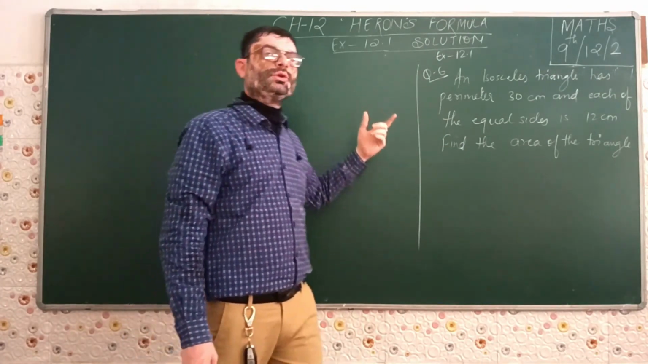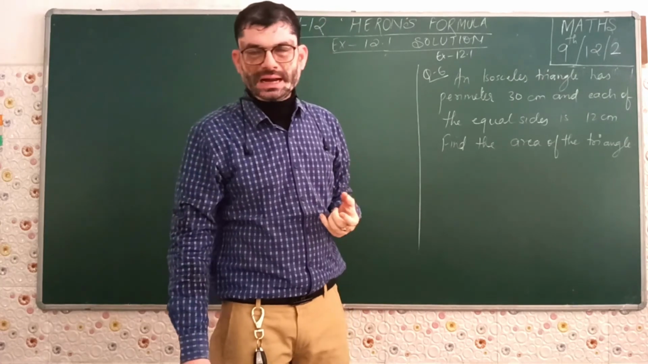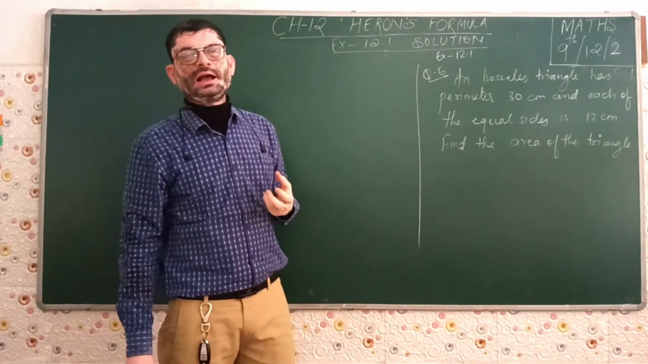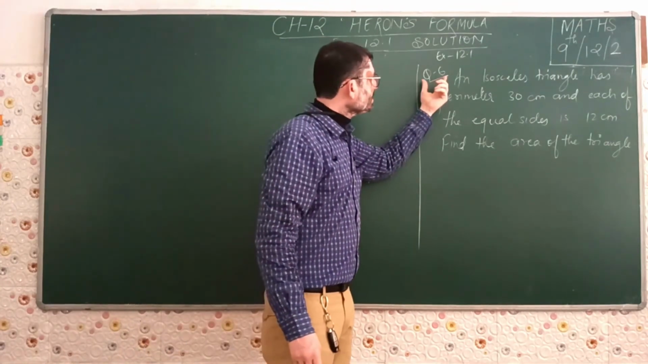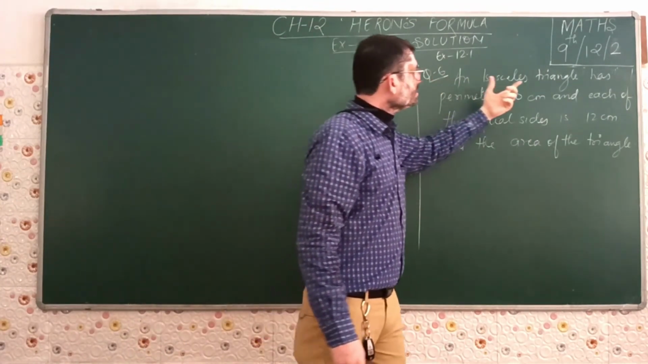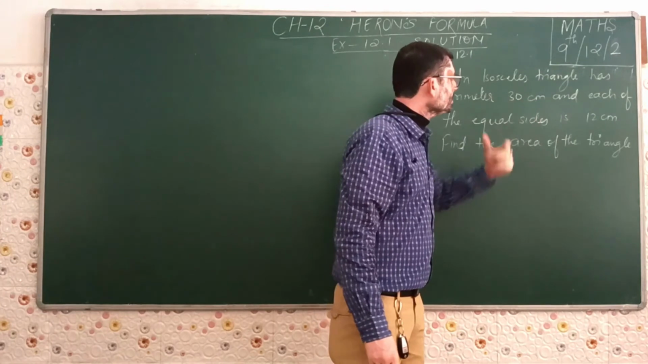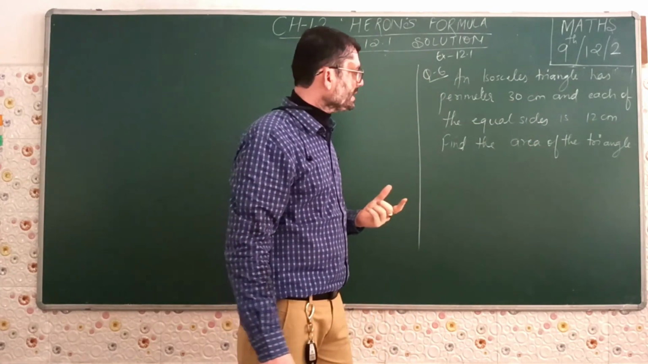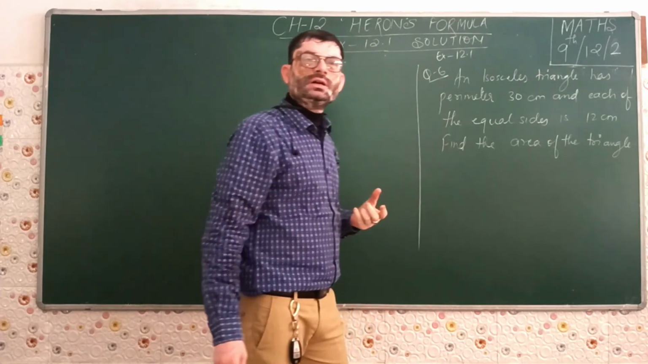Question number 3, 4 and 5 are left for practice purpose for you. Those questions are similar to the examples that we have read. So question number 6. An isosceles triangle has perimeter 30 centimeter and each of the equal sides is 12 centimeter. Find the area of the triangle.